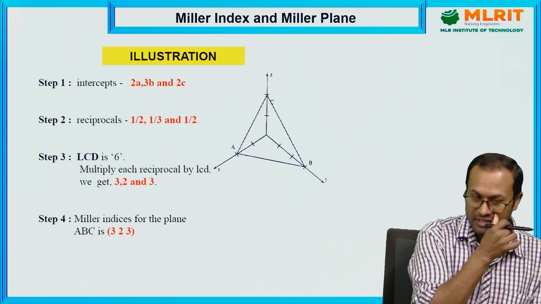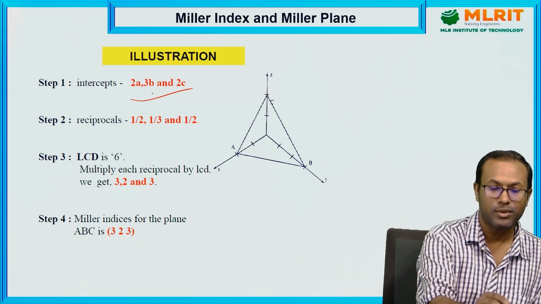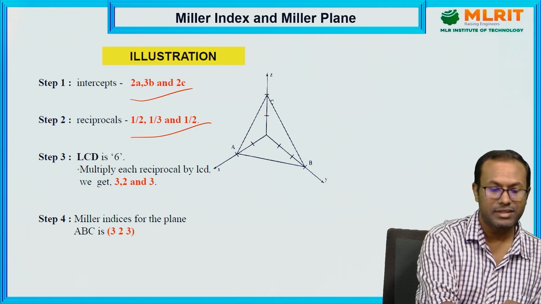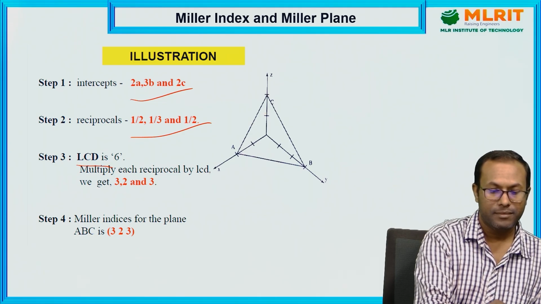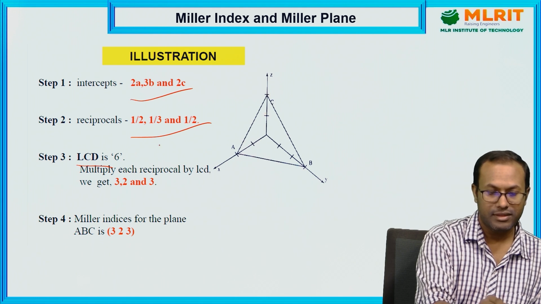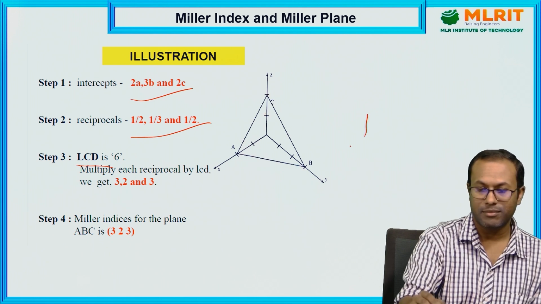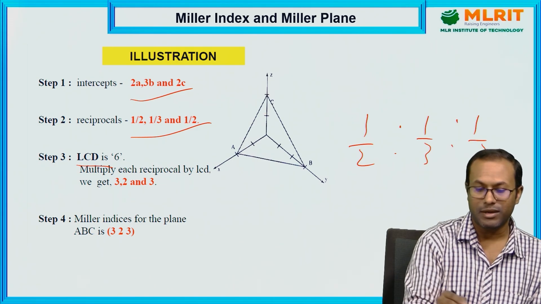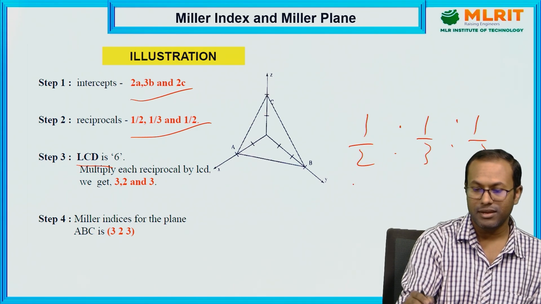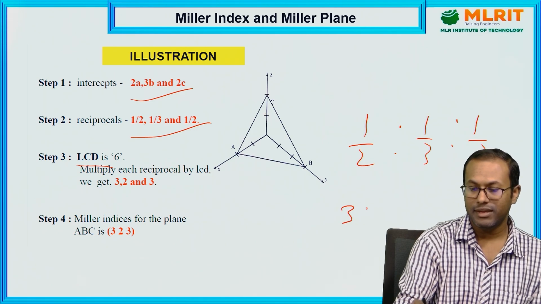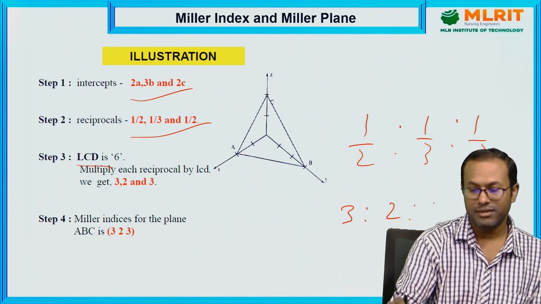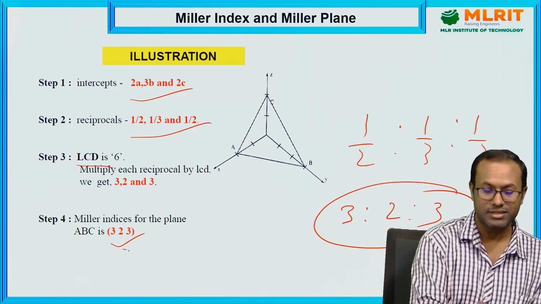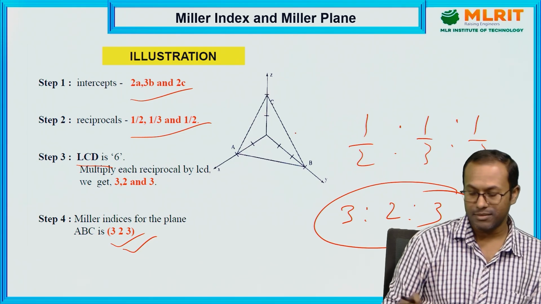Now take another example. Suppose in this case the intercepts are given as 2a, 3b, 4c. So the reciprocals are 1 by 2, 1 by 3, 1 by 4. Now the LCD in this case is 6, right? Because it is 1 by 2, 1 by 3 and again 1 by 4. If we multiply these with the LCD 6, then it will give 3, 2 and again 3. So the Miller index is 3, 2, 3 for this plane. So this is an example.